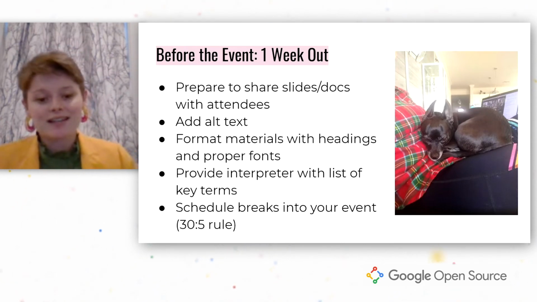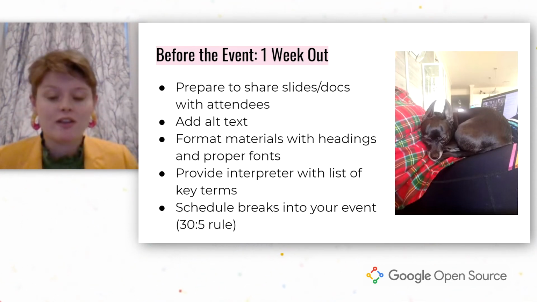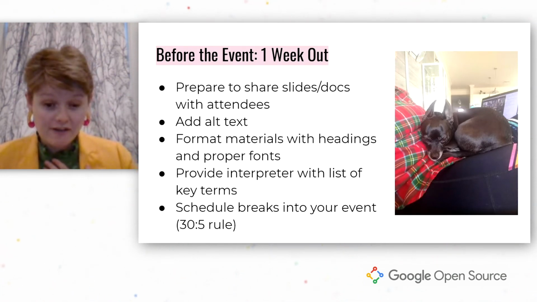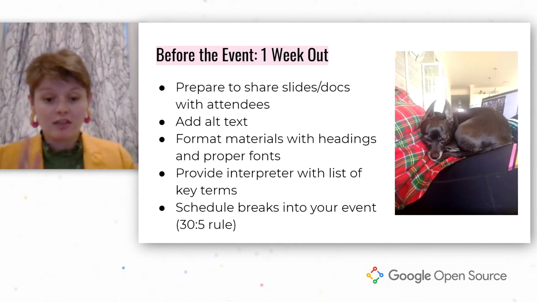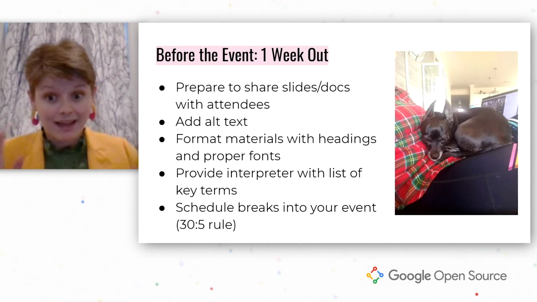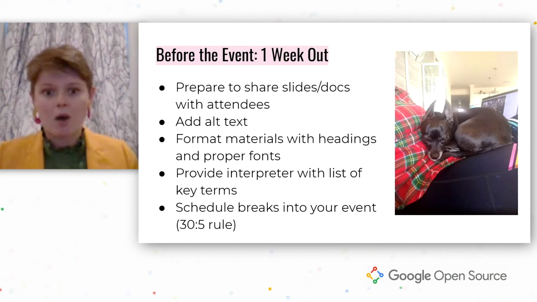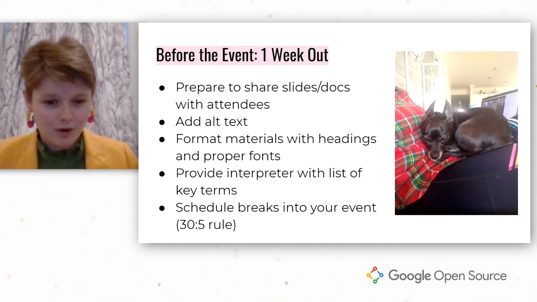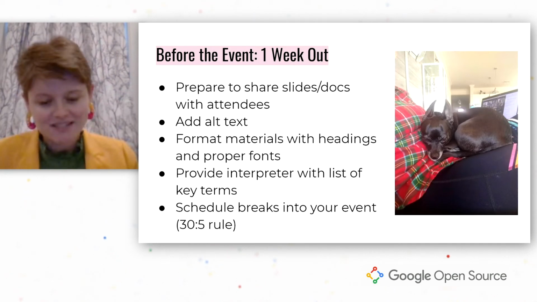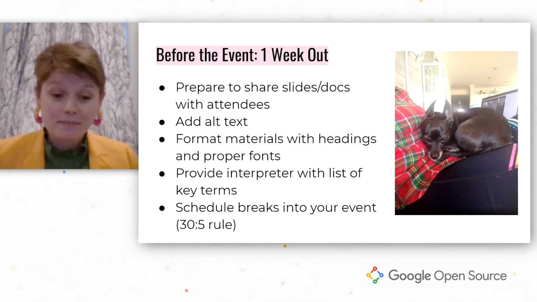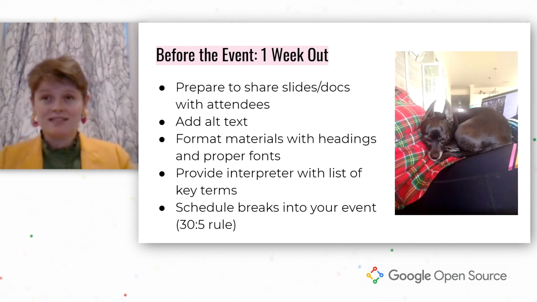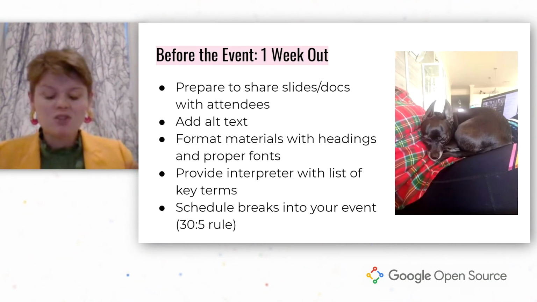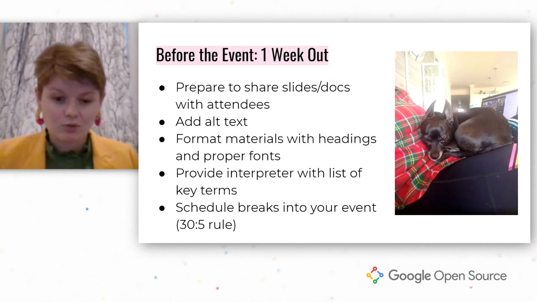And lastly, as you're setting the agenda for your meeting, you're going to make sure that you're scheduling breaks into the event. I like to follow the 30-5 rule, which means that for every 30 minutes of lecture style presentation, like right now where I'm just kind of talking at you, you provide a 5-minute break after each of those 30-minute segments. It's not always possible to follow this, and I understand that different schedules and different agendas call for different things, but just try to scatter a couple short breaks throughout your event.